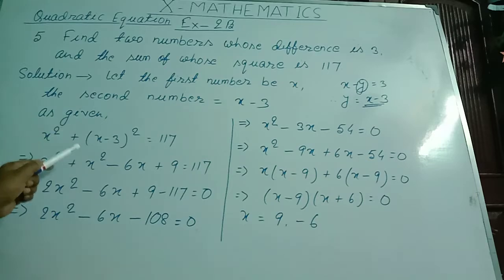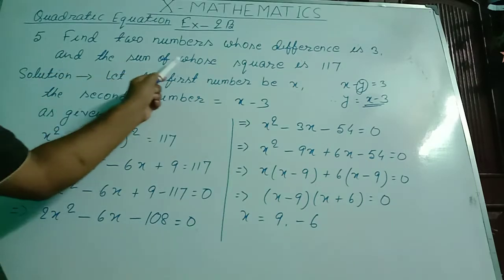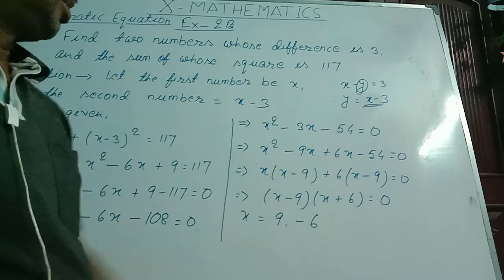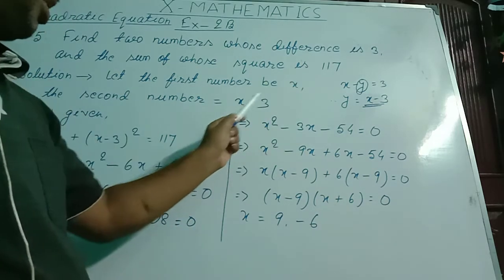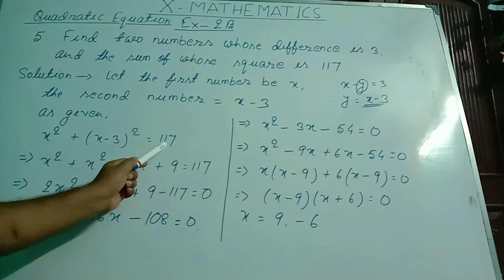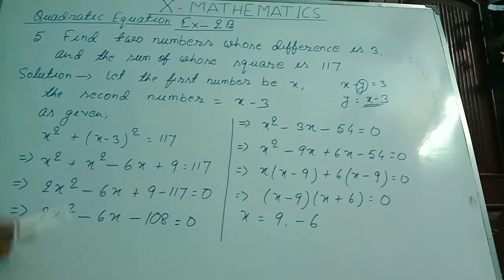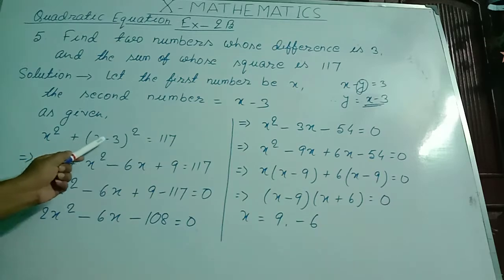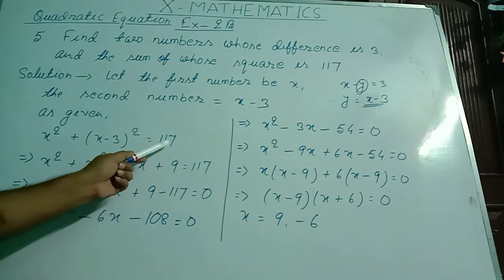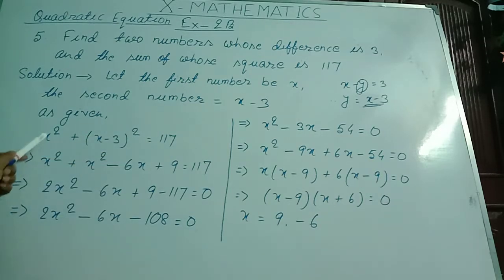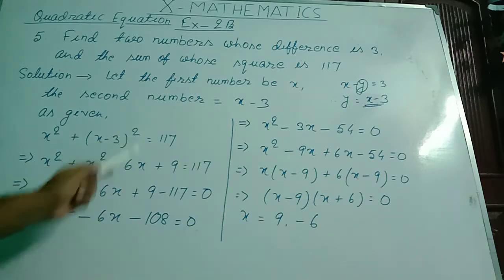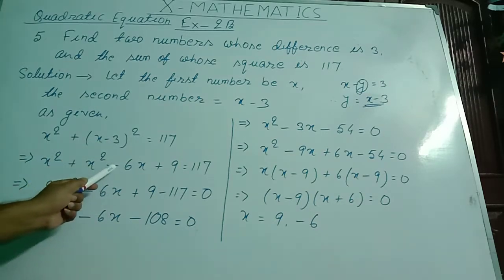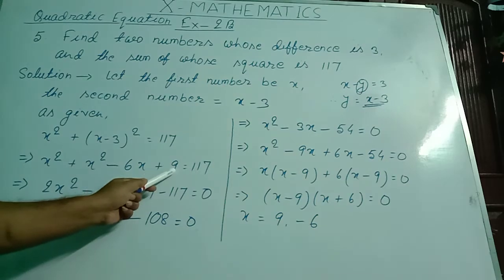As given, what is given? The sum of whose squares is 117. Means the sum of the square of x and the square of x minus 3 is equal to 117. x square plus (x minus 3) whole square equals 117. This is in the form of (a minus b) whole square, so I wrote a square minus 2ab plus b square.